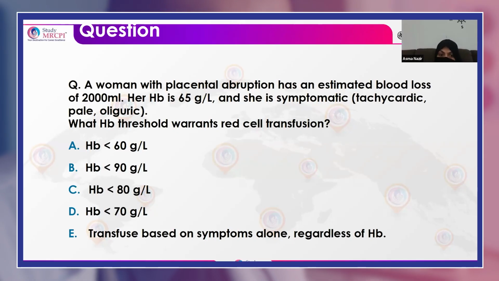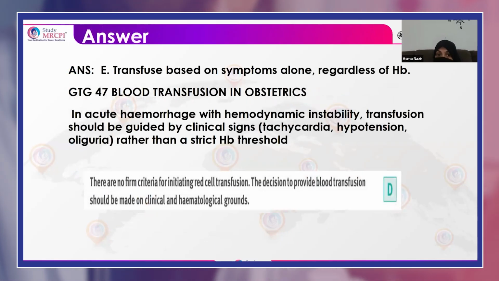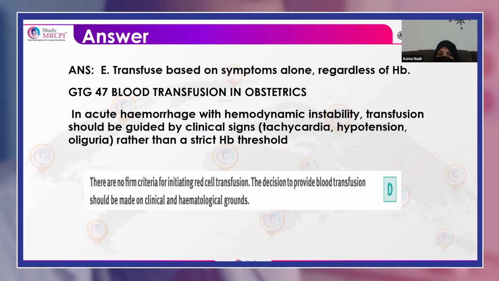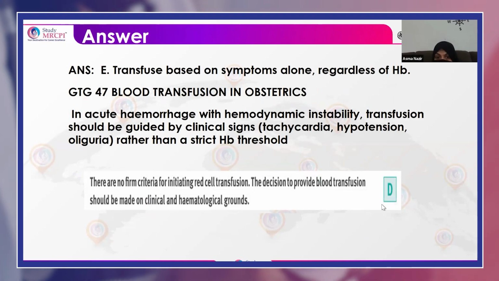So move on to the answer. Right answer is we have to transfuse the patient based on the symptoms alone, regardless of hemoglobin. And look, there is a reference which has been taken from the Green Top guideline.